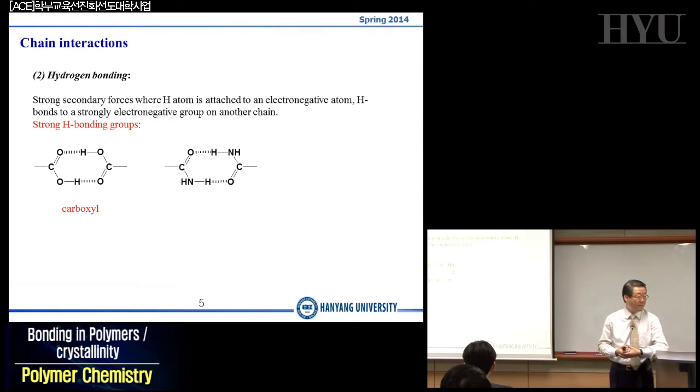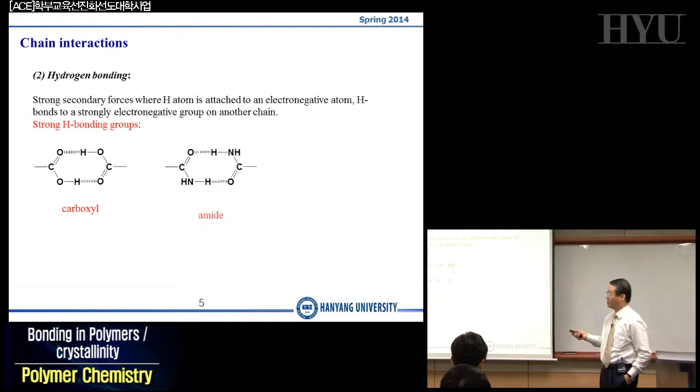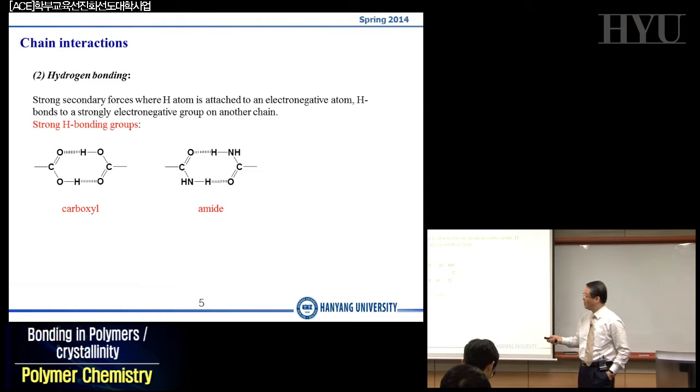Another example is the amide, polyamide. Polyamide has a carbonyl, of course, so you have two unshared electron pairs. You have an amine group, of course. Amine has one unshared electron pair, but the hydrogen in this amine group will interact with the carbonyl, so you form this hydrogen bonding between the amide carbonyl and the amine groups. And this is the case of amide. So if you think about polycarboxylic acid or polyamide, you have very strong hydrogen bonding.